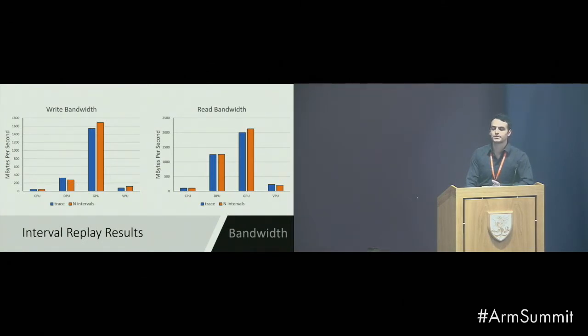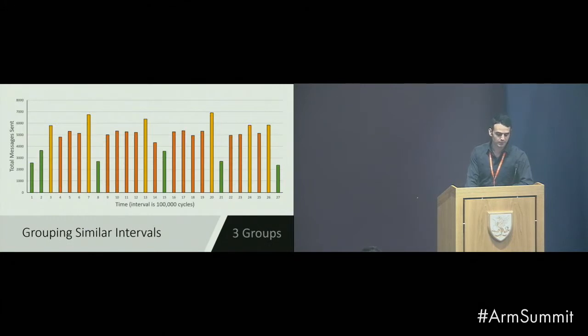Of course, that doesn't give us any speed up, really. We might as well just replay the trace. So now let's work towards getting that speed up. We can group intervals using something like clustering. We saw hierarchical clustering in one of the previous presentations. This is k-medoids. With k-medoids, I've provided a k of 3 to give us 3 groups. And you'll see that the least messages sent are in green, the most are in yellow, and in between is in orange, assuming the colors show up properly.